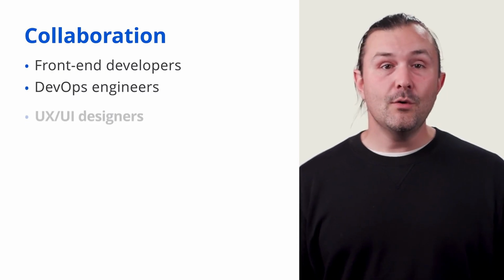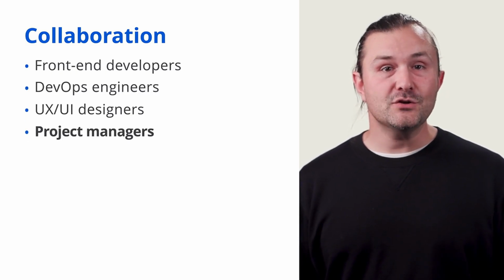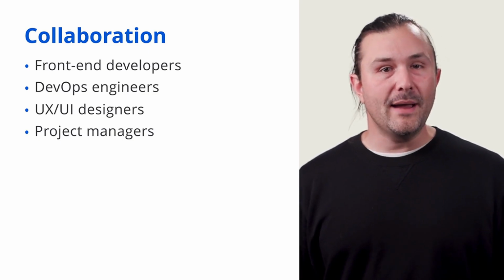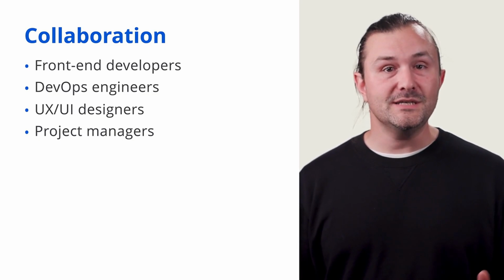Additionally, effective collaboration is essential for backend engineers to complete their daily tasks and responsibilities. They work closely with front-end developers, DevOps engineers, UX, UI designers, and project managers to ensure the final product meets all requirements. Let's explore how backend engineers collaborate with these roles in more detail, beginning with front-end developers.